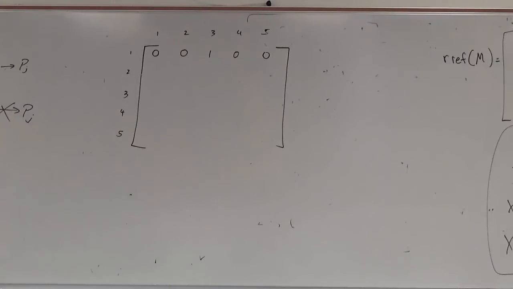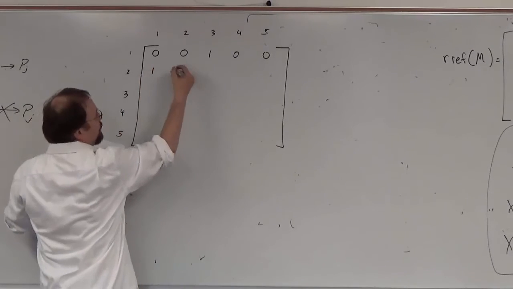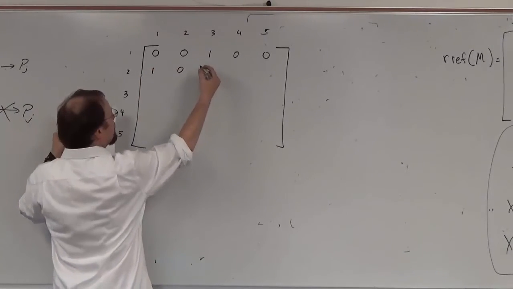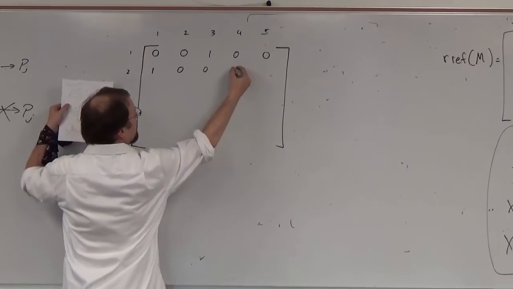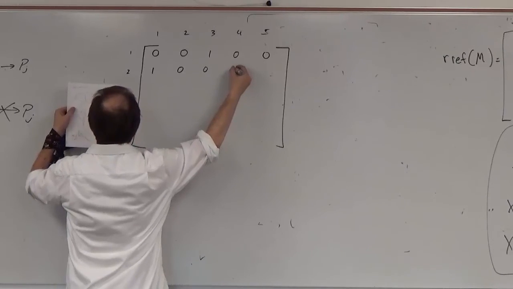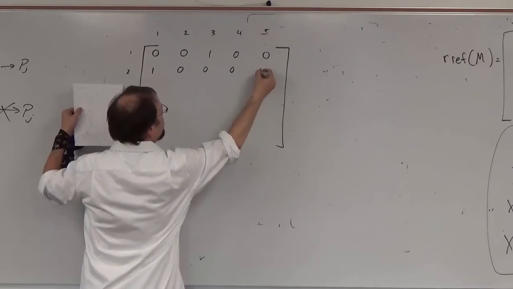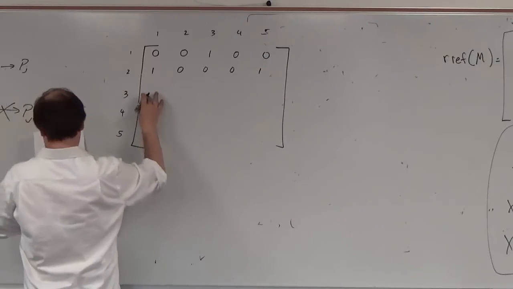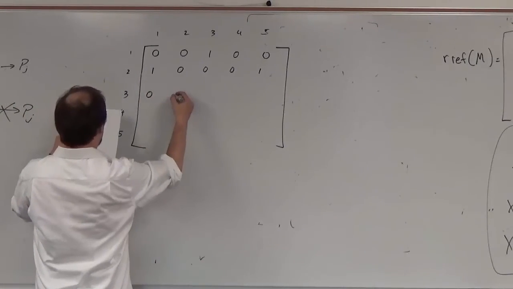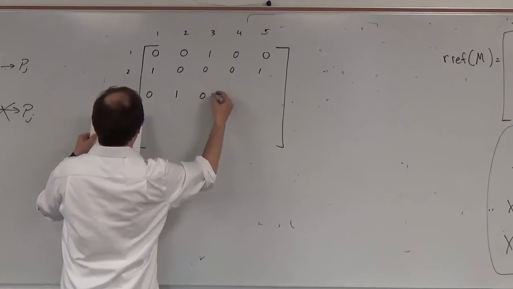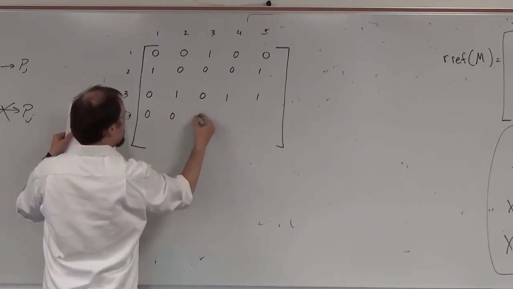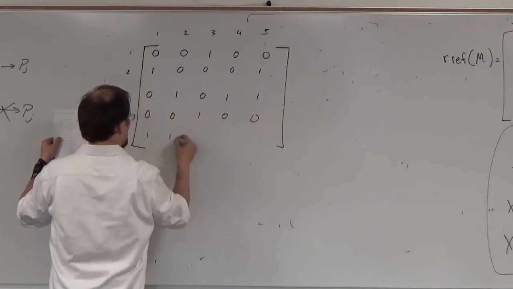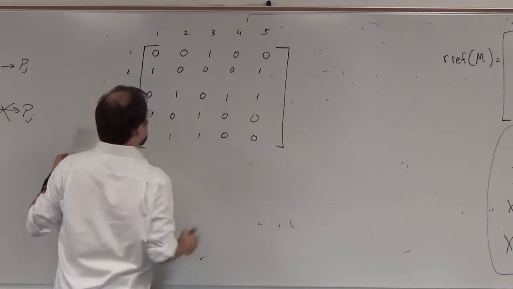Now vertex 2. Can we get to 1? Yeah. Well, 2 to 2, that's not allowed in these problems. 2 to 3? No? Yeah. 2 to 4? And 2 to 5, okay. Then 3 to 1, no. 3 to 2, yeah. Okay.